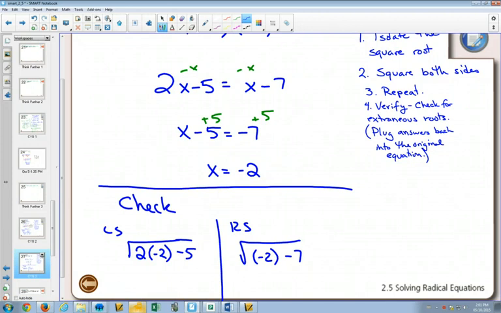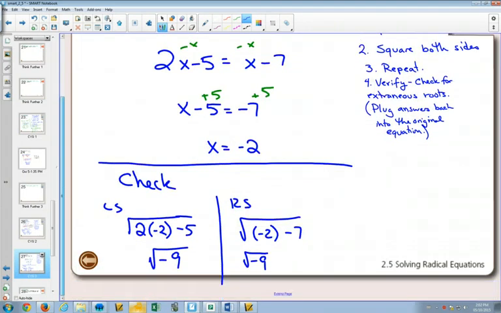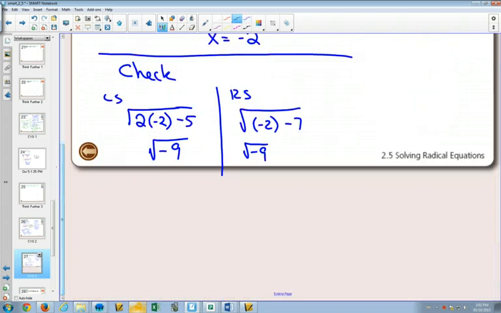Now when I do 2 times negative 2, I get negative 4 minus 5, I get negative 9, but the square root would still be here, negative 9. And when I do negative 2 minus 7, I get square root of negative 9. And you're going to be very tempted to say they're the same. It works. But you can't square root a negative.